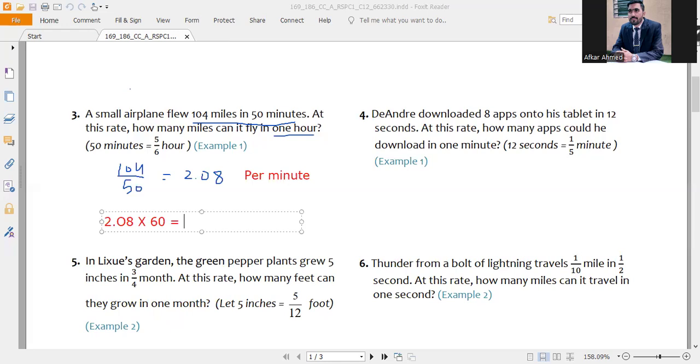Leave it like that, until question number two we did it. Okay, 124.8. So the airplane will cover 124 miles in 1 hour. Same as this question.